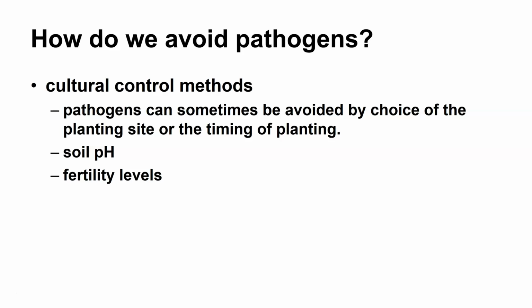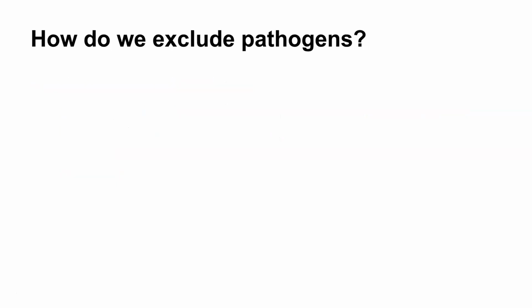Pathogen avoidance is very important in the way that we deal with disease. Another part is how do we exclude pathogens? In pathogen exclusion, we're trying to keep them out of an area. There are legal methods. A legal method means you pass a law saying you can't bring it in. Once you pass the law that says you can't bring it in, then you just have to enforce the law.